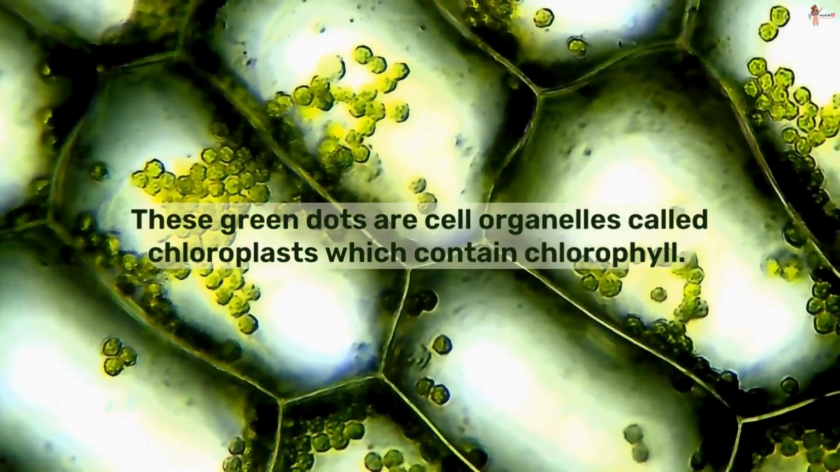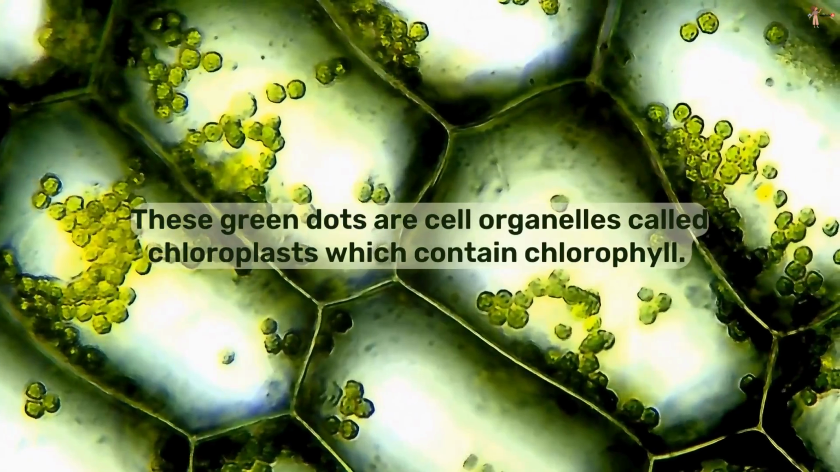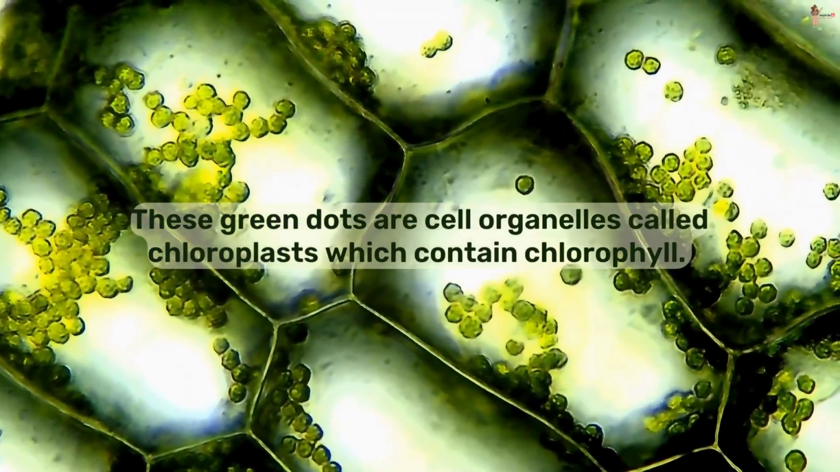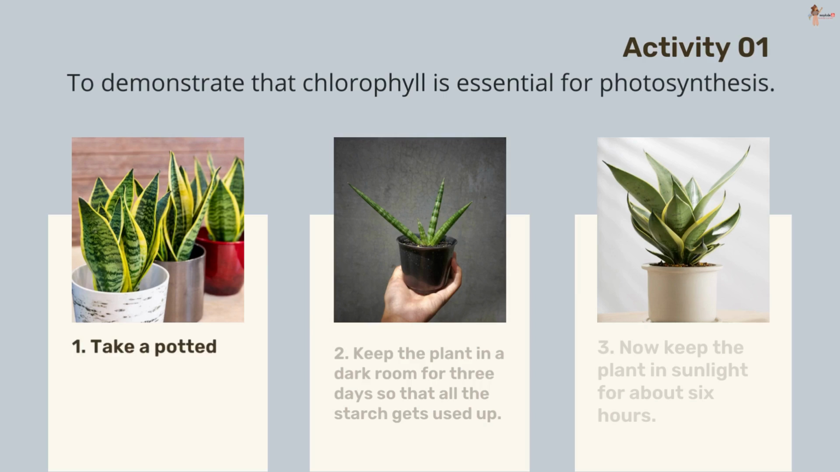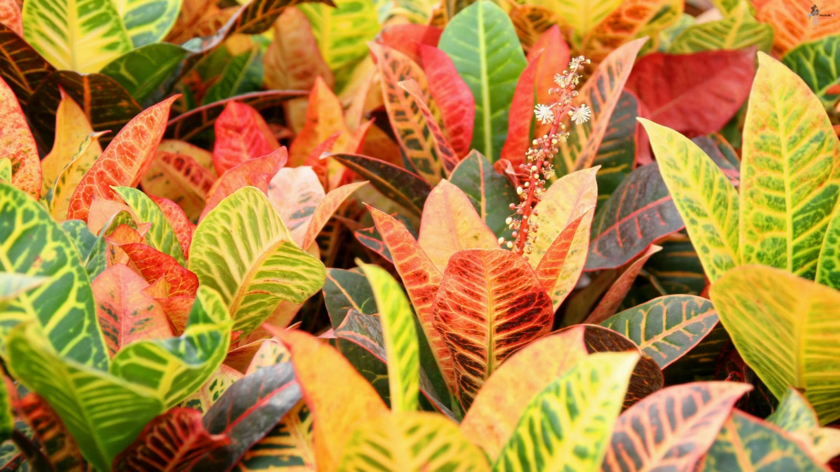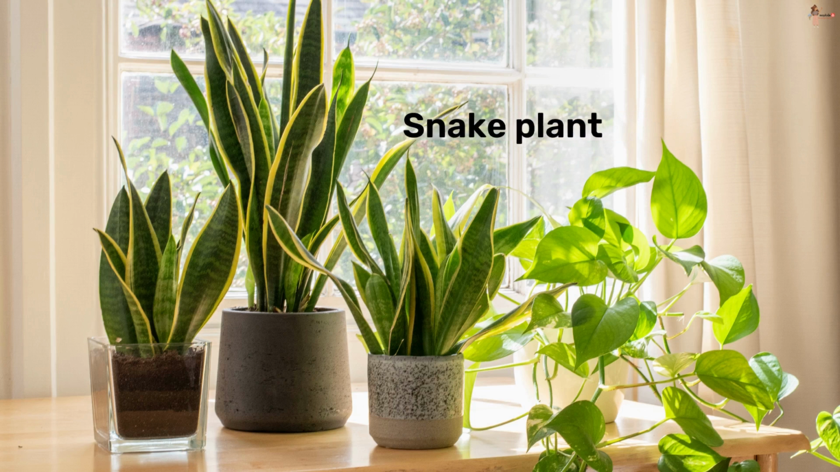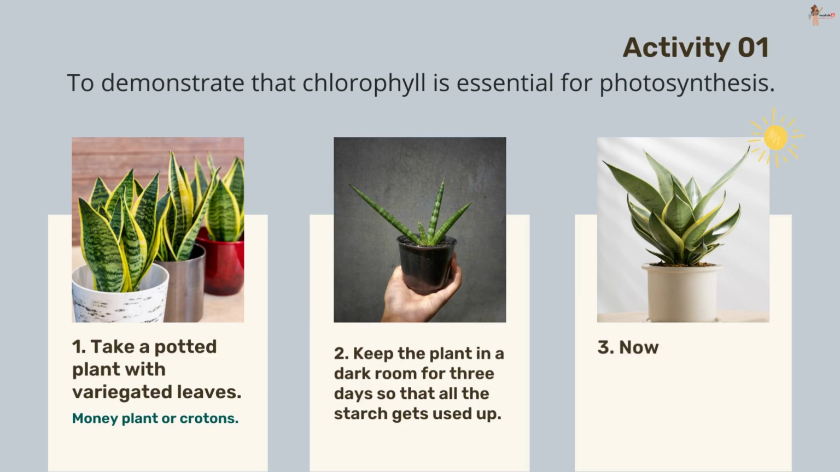Now, let us tell you about an activity that we perform to demonstrate that chlorophyll is essential for photosynthesis. The activity goes like this. Take a potted plant with variegated leaves, which means leaves that exhibit different colors. For example, money plant, croton, or snake plant. Keep the plant in a dark room for 3 days so that all the starch gets used up. Now keep the plant in sunlight for about 6 hours.